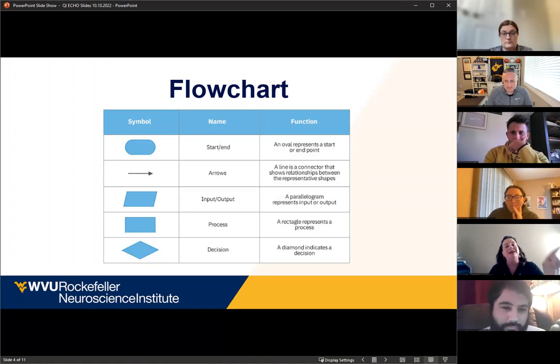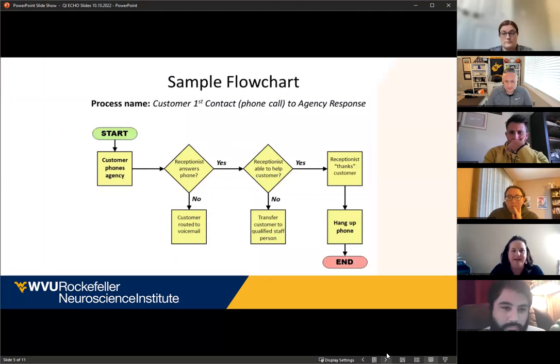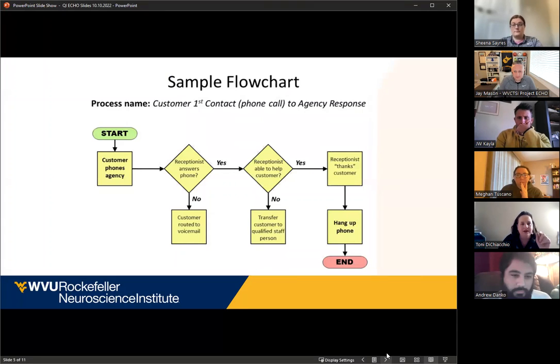And I wanted to show you because in the next slide, which is a sample of a flow chart, you'll see exactly how they fit in. So see how the start and end point is that little oval.